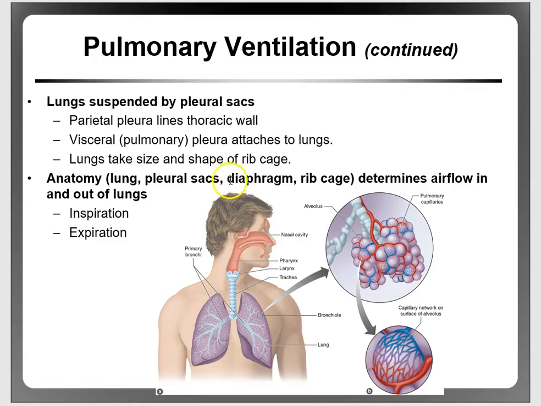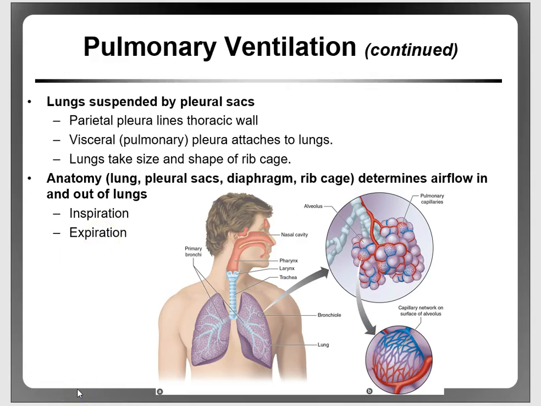All right, so I've covered the lungs and the pleural sacs. The diaphragm is going to contract, and it's going to help enlarge and reduce the size of the thoracic cavity. The rib cage does the same thing. If you put your two hands at the top of your chest and you inhale, you'll notice that your thoracic cavity moves upward and outward, enlarging it. These all play a key role in determining the airflow in and out of the lungs: into the lungs is inspiration and out of the lungs is expiration.